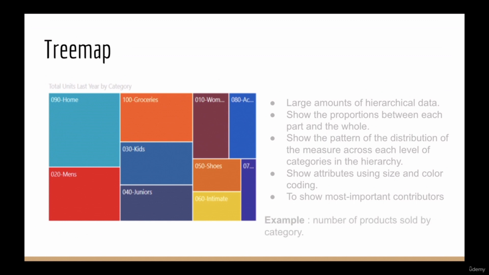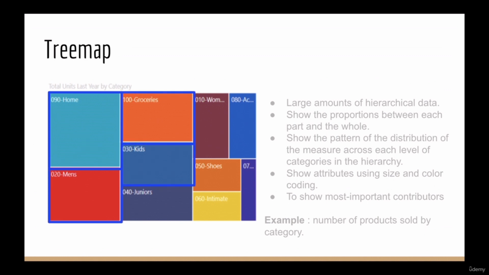In our example, here we're showing the number of products sold last year ranked by category, and we can see that the home category has the most units sold. Then come the categories men's, groceries, kids, and so on.